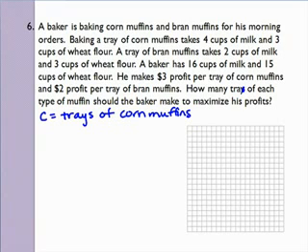And B will be trays of bran muffins. Okay, so we have our variables. Now we need our inequalities, or our constraints. So what are our constraints?